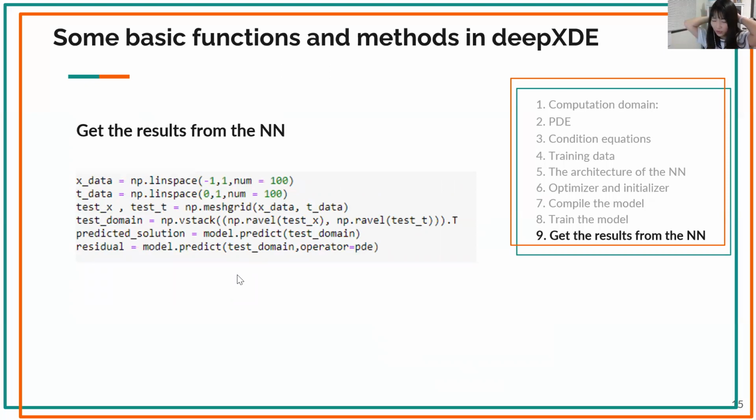After I train the model, we can get the training result from the neural network as well. So here, I just define a grid point with x within the range of -1 and 1, and t within the range between 0 and 1. I just make the grid point my input to the model. As we can see here, predict solution equals model.predict(test domain). Test domain is just the grid point I just made. And then we have our predicted solution.